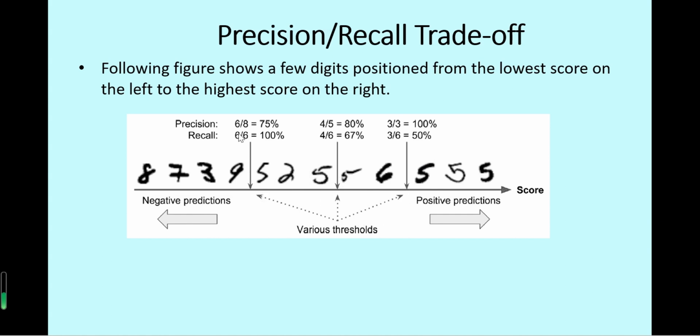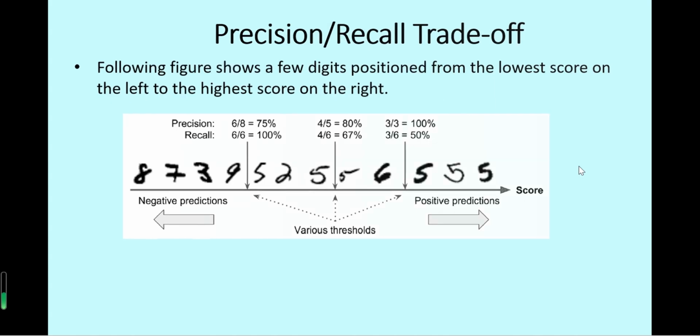So if we move here, the recall will be higher. All 5s will be classified as 5, but the precision normally will be lower. So the precision and the recall cannot both be increased or both be reduced. They trade off between these two metrics.